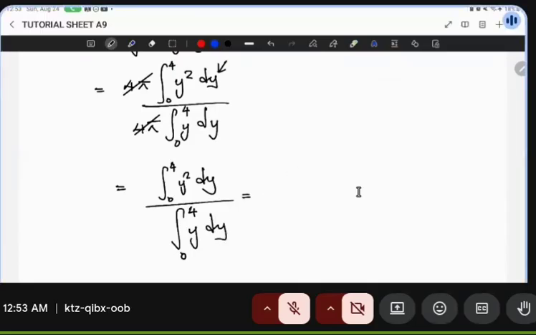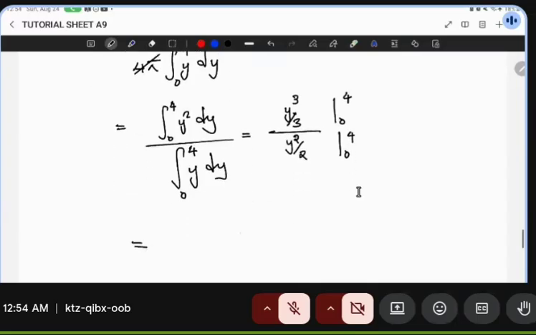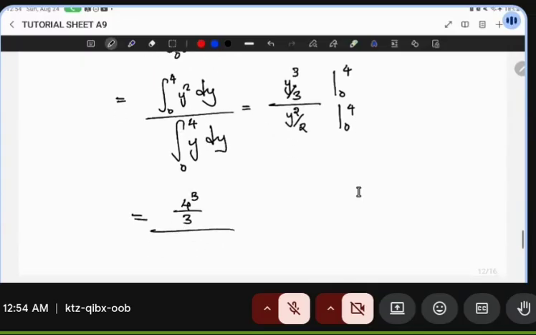When we integrate here, we get y to the power 3 over 3 over y to the power 2 over 2, from 0 to 4. When we plug in the upper limit only, we're going to have 4 to the power 3 over 3 divided by 4 to the power 2 over 2.